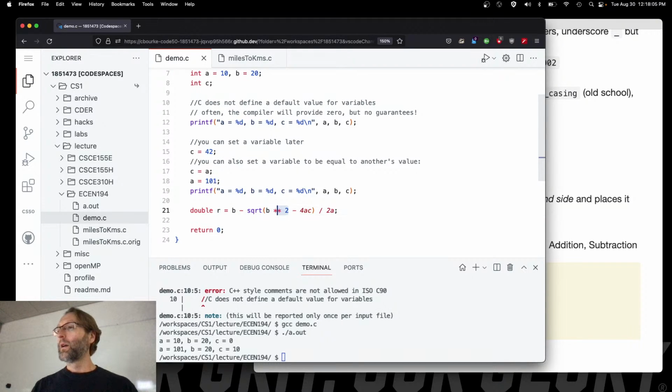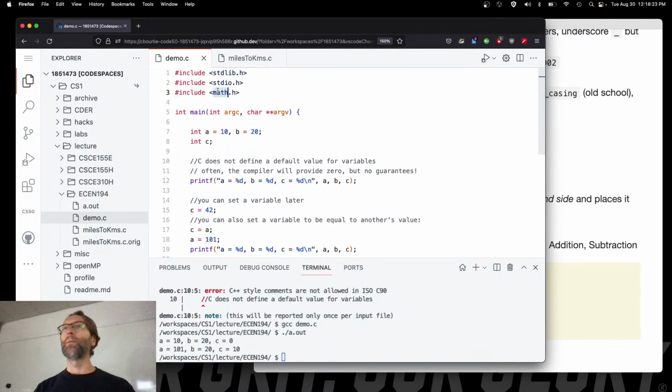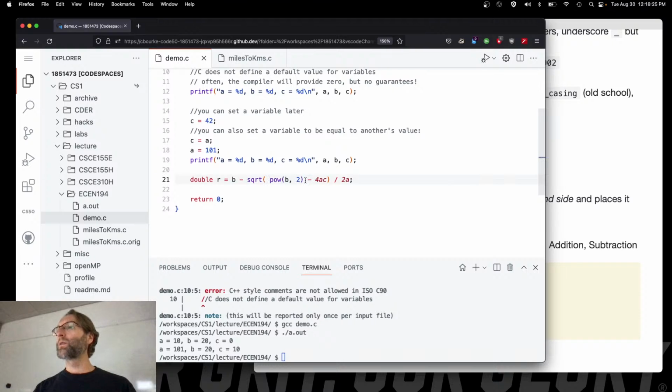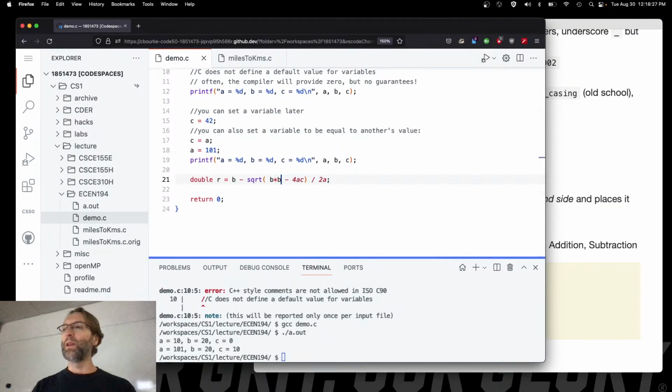So how do we get B squared? Well, the easiest way is just B times B. But if you really want to do an exponent, what you can do is POW. POW stands for power, right? B, and I'll raise it to the power of 2. And that's in the math library. Now, if you're going to do POW to the second, might as well just do B times B.